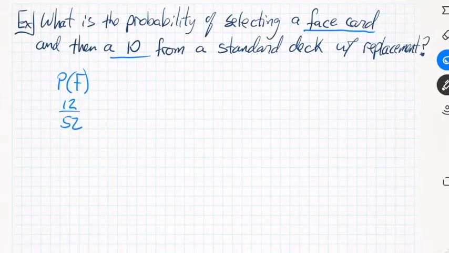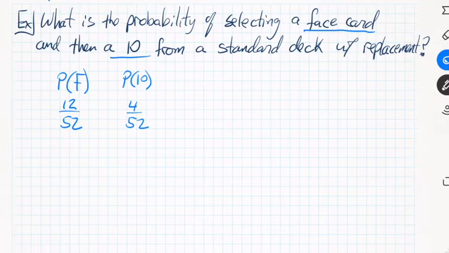Okay, and then we're putting the card back after we pick the face card, assuming we're picking the face card. It could be anything, but we're going to put the first card back, and then we're going to see if we can shuffle the deck and pull a 10 next. So that would be the probability of a 10. Well, how many 10s are in a deck of cards? Well, there's 4 of them: hearts, diamonds, clubs, spades. So that would be 4 out of 52.